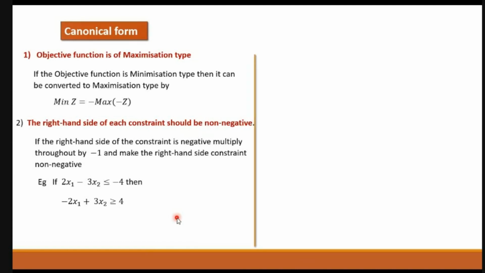Next, the third one is that an equality is changed to inequality. Suppose in the constraint you are having an equality constraint. Suppose in the constraint you are having an equality constraint, then it has to be converted to an inequality.